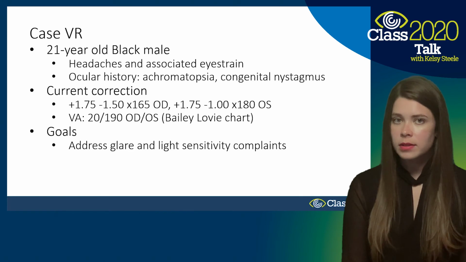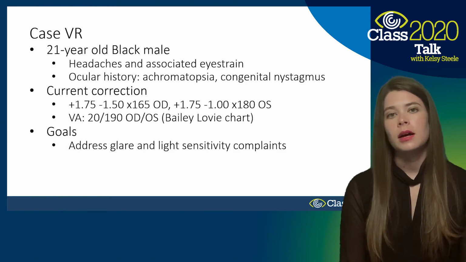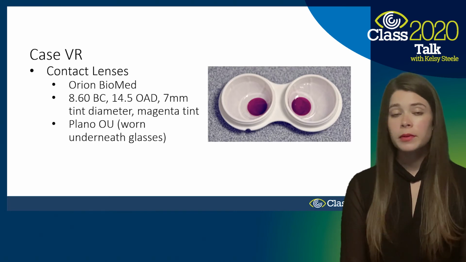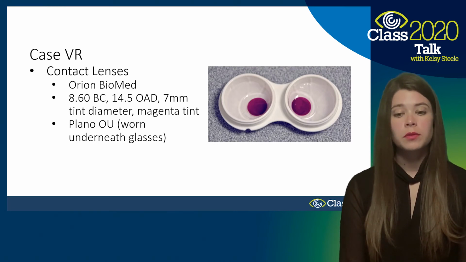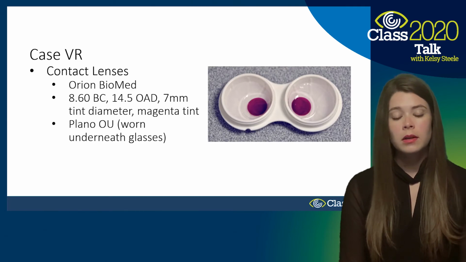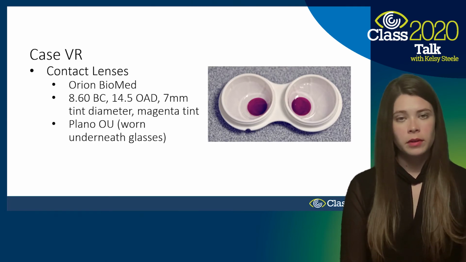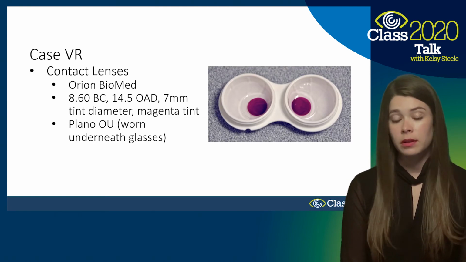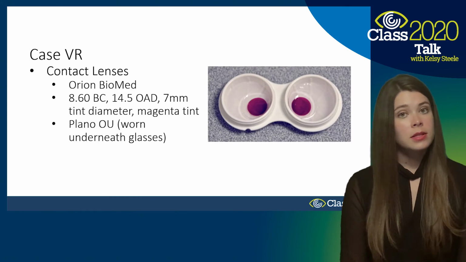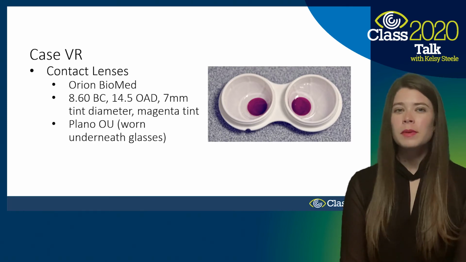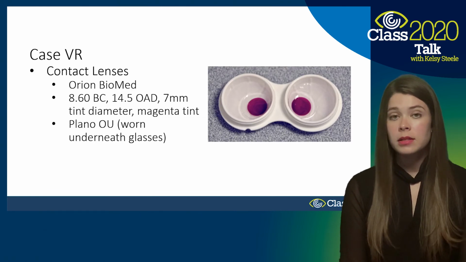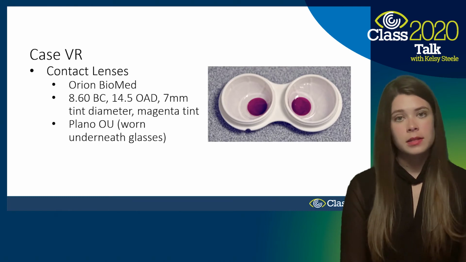His main goals were just to address his glare and his light sensitivity. He was still planning to wear his glasses, but he wanted to cut down on some of that light sensitivity he had. We showed him a couple different tints, and he was most comfortable with a magenta tint shown here. And so we ordered the Orion Biomed for him, 8.6 base curve, 14.5 diameter, and then the tint diameter was about 7 millimeters. And like I said, the magenta tint was the most comfortable for him. So this tells me he might still have some functioning blue cones. These were Plano Power because like I said, he still wanted to wear his glasses over top.